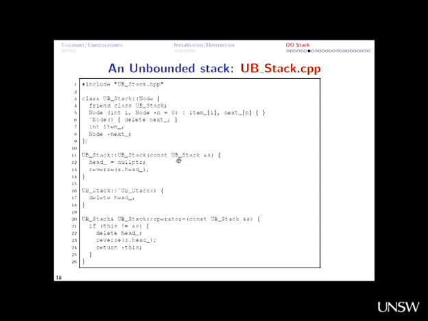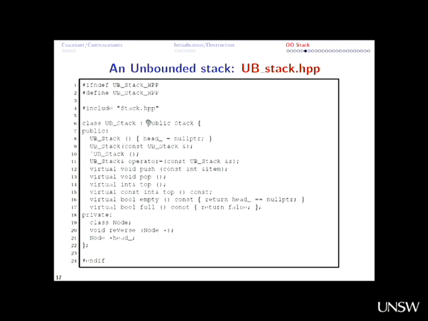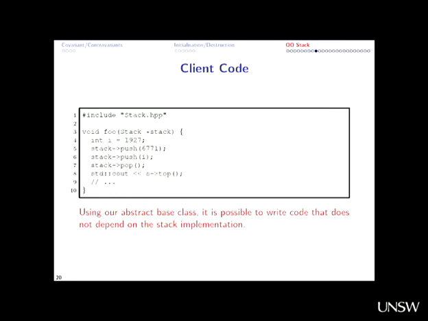Now we've already seen UBStack and BStack in class previously. This is just the object-oriented version of it, which inherits from the abstract base class. Why might you do this? For the simple reason that if you have some client code, you can write implementation-independent code. Your client code can work on the abstract base class's interface.